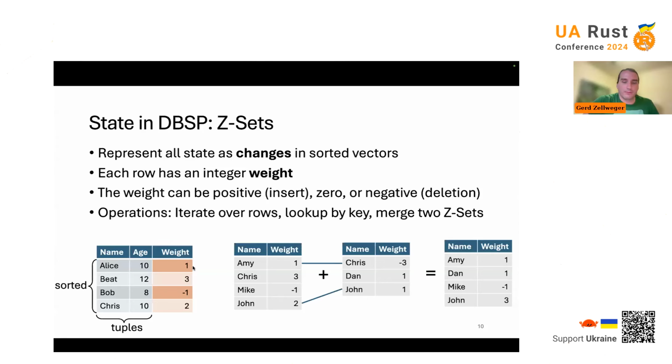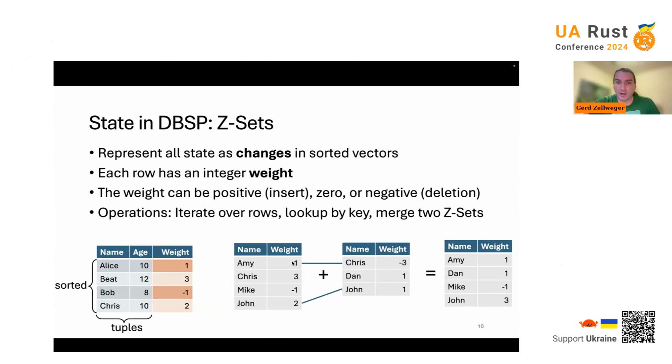And so what's nice about C-sets is that in mathematics, or in type theory, you would say it's a commutative group, meaning you can merge two C-sets. You can take two changes and merge them together. There is a plus operator to it, and the way you do that is you sum up the weights. So here, we're merging this C-set with this C-set.